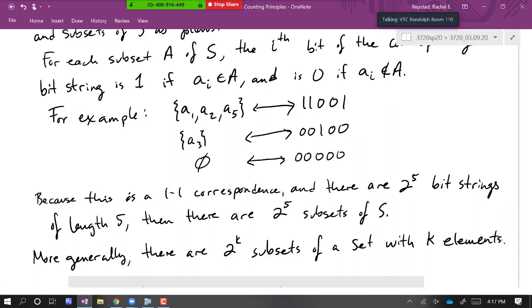Questions so far? Okay. All right. So we got some practice with the multiplication counting principle.